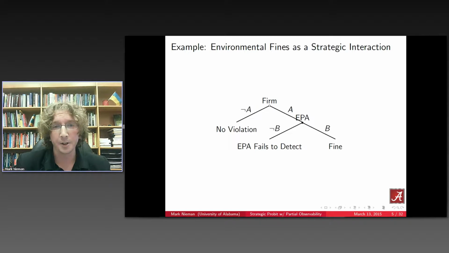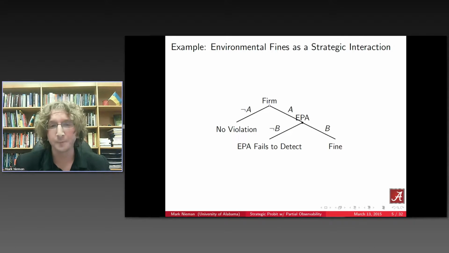In the first stage, a firm can decide whether or not to pollute over the legal limit. The EPA then either detects this and fines the firm, or it fails to detect this and issues no fine. In order for a fine to be given, a firm has to both pollute and be caught. Now, the probability of being caught likely affects whether or not that firm chooses to pollute above the legal limit in the first place.